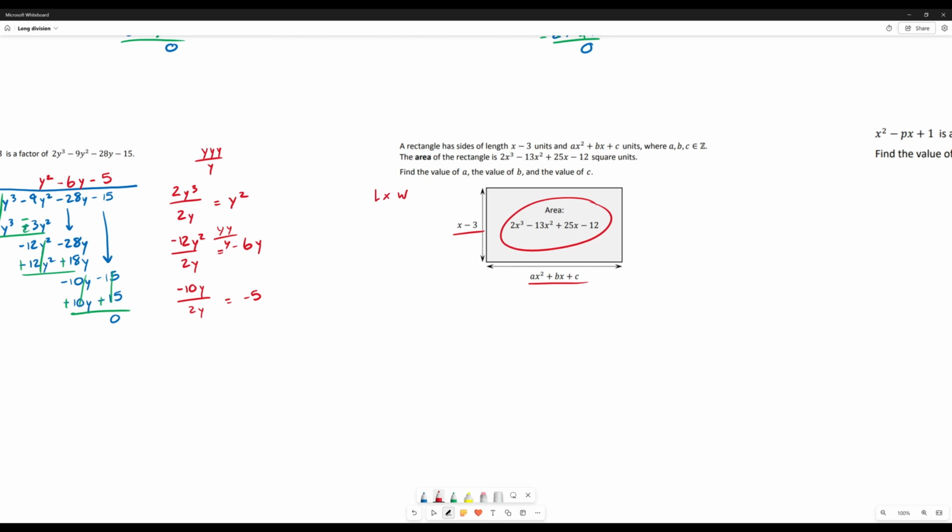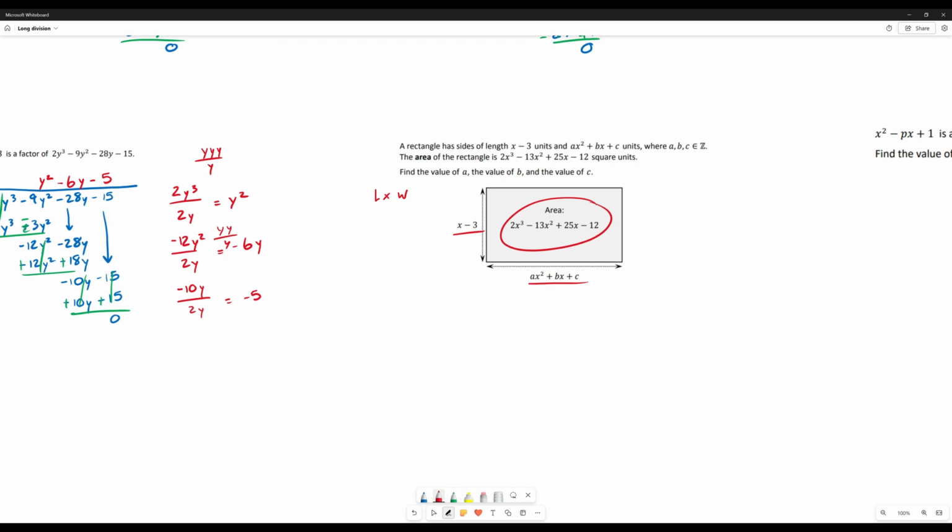So this was a weird question where I didn't read the words out. A rectangle has sides of length x minus 3. That might be jarring to people, but we know the length. And ax squared plus bx plus c. Again, that's very scary to some people because there are 4 different letters in that. They're just not telling us. The area of the rectangle is this many square units. Find the value of a, b, and c.